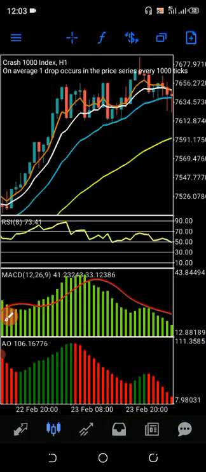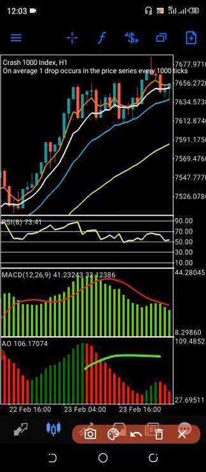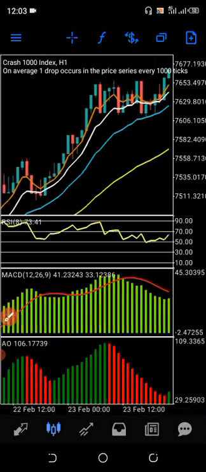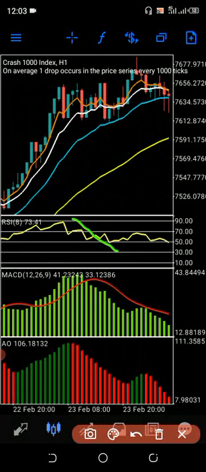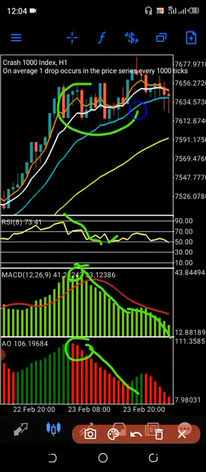Now look at what happened. This thing started here. Watch here, watch here, watch here. The market on RSI started trending down. Watch, it started trending down. It started trending down and stopped somewhere here. Now the MACD here started going down. Now the AO here started showing red, showing the presence of this spike here.